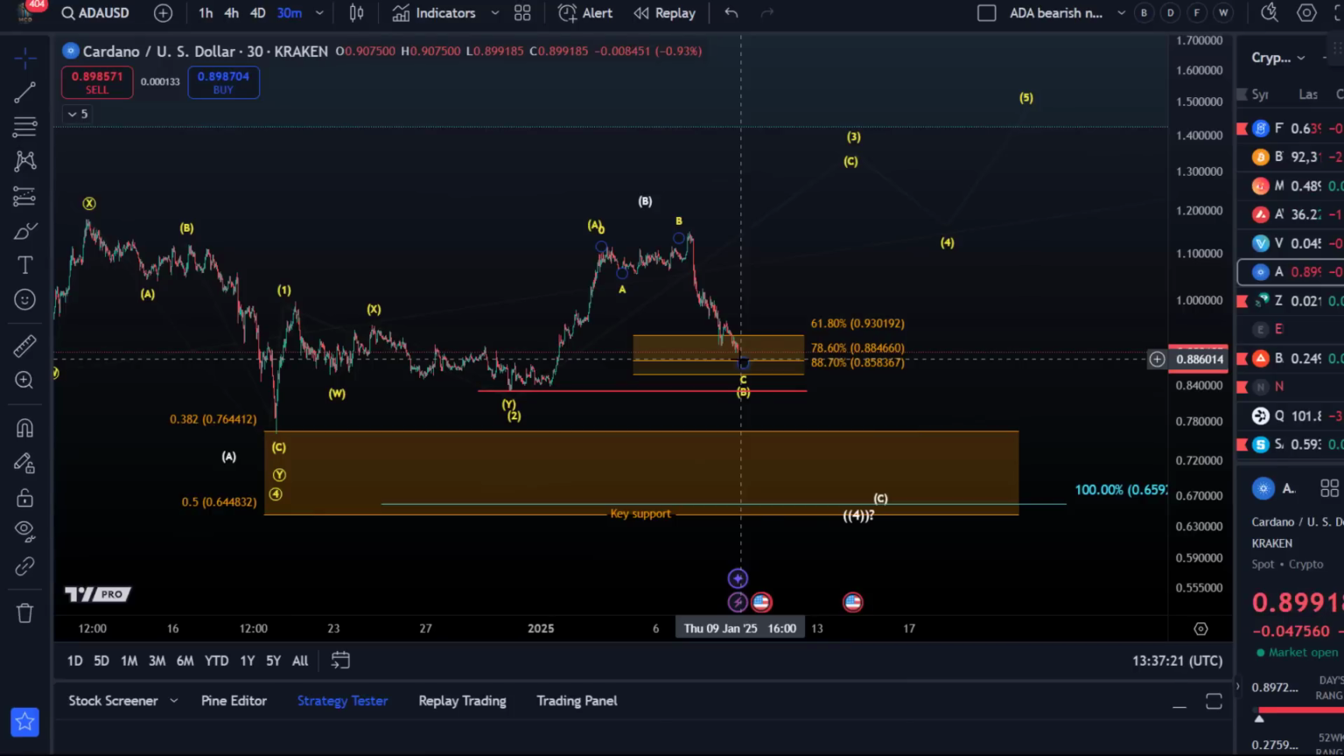However, any break below that level, especially also a break below 83 cents, would indicate that in the white scenario, the larger degree fourth wave is likely still unfolding. Yeah, that's the update about ADA.